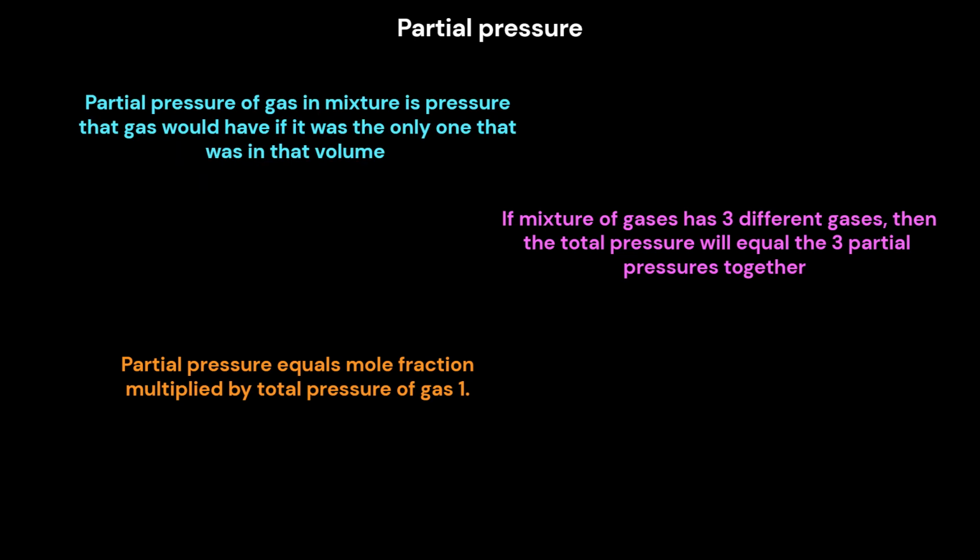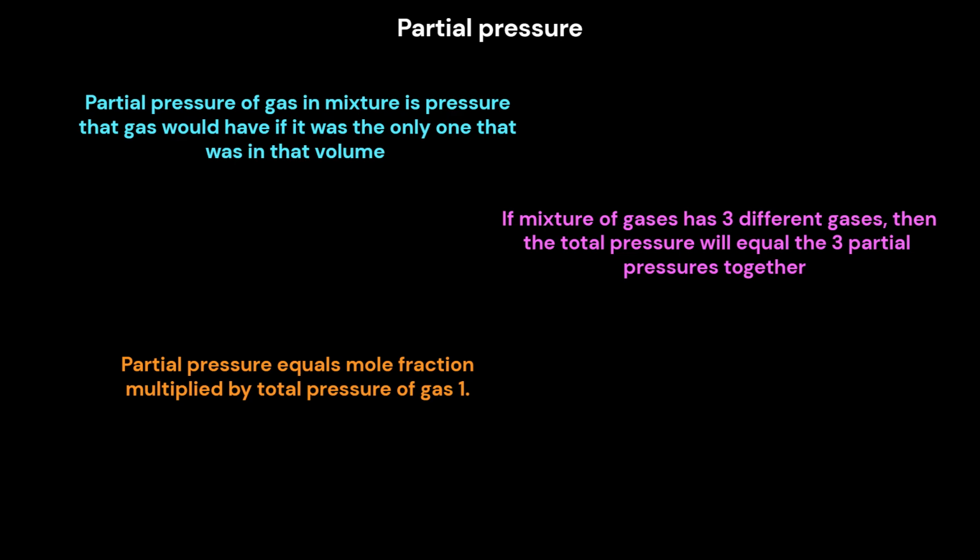Partial pressure. The partial pressure of a gas in a mixture is the pressure that gas would have if it was the only one in that volume. If a mixture has 3 different gases, then the total pressure will equal the 3 partial pressures added together.